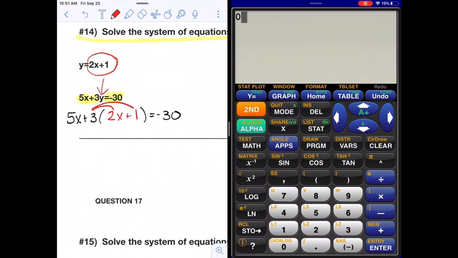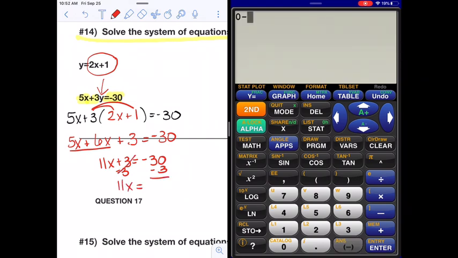So I'm going to distribute that 3. So I get 5x plus 3 times 2x is 6x. 3 times 1 is 3 equals -30. 5x plus 6x is 11x. Plus 3 equals -30. I'm going to subtract 3 from both sides. So I get 11x equals that -30 minus 3 is your -33.